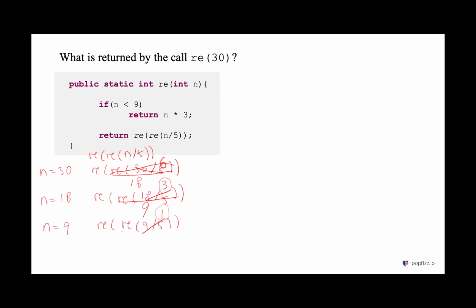And the inside method call re(1), because it meets the base case, right? n is equal to 1. 1 times 3 is going to return 3. Now we need to take care of the outside recursive call. n equals 3. re(3) meets the base case. Yes, we've reached the end of the recursive call finally. n is 3, so we do 3 times 3, which will give us 9. And our answer is 9.